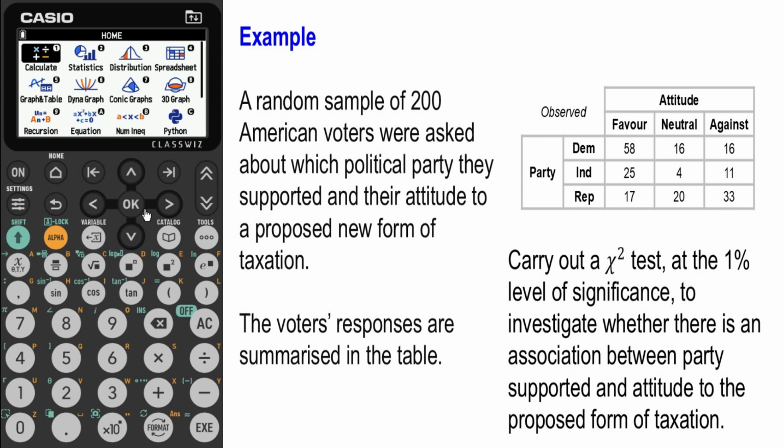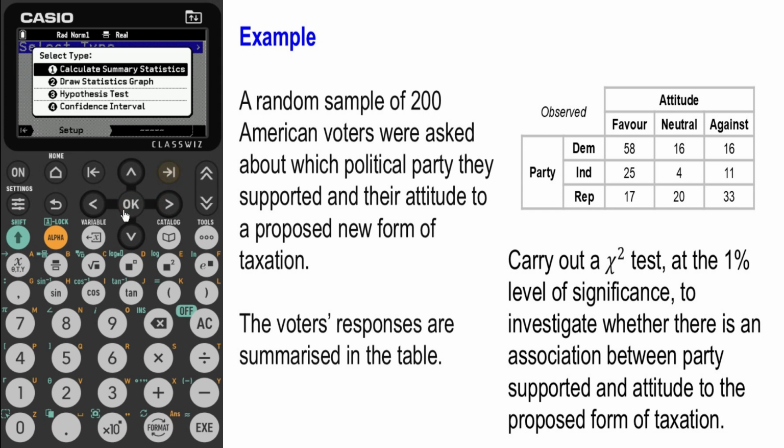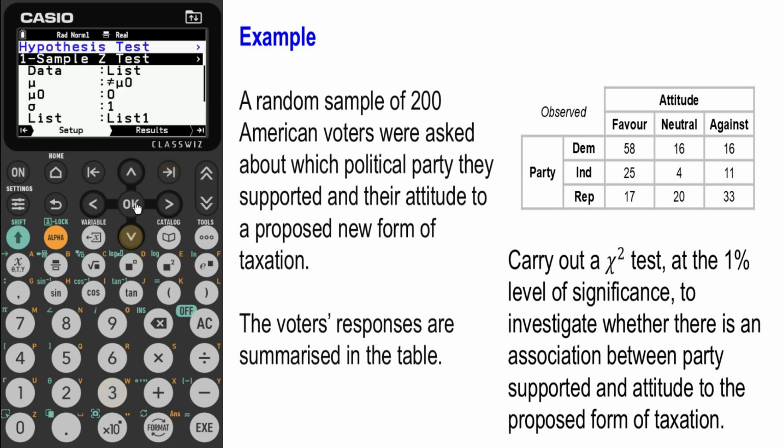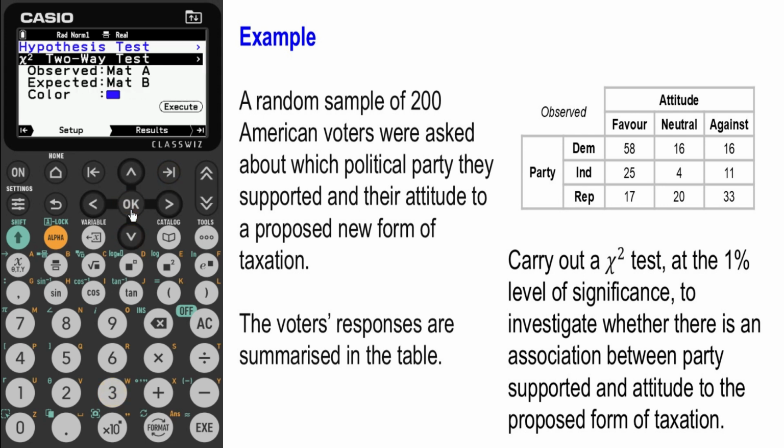If we go to the statistics application and then press the tab key and then the third option for hypothesis test, then scroll down, we have a chi-squared test, which is a two-way test. The observed values we can enter into matrix A, and the expected values will be calculated and those will go into matrix B.